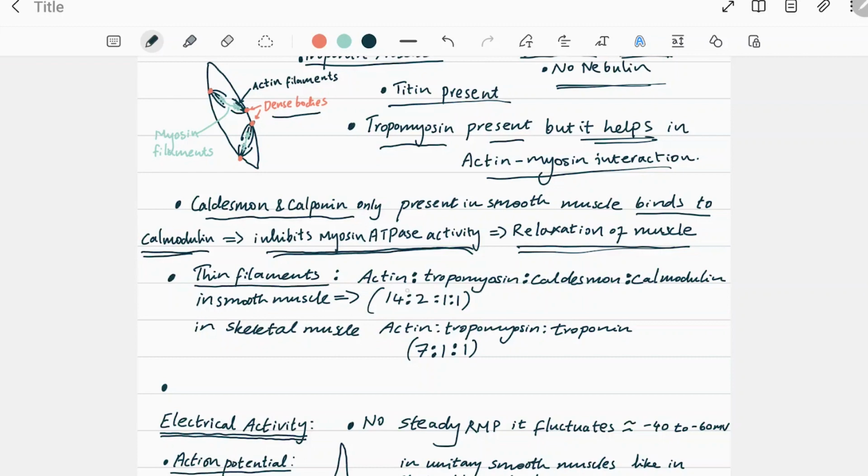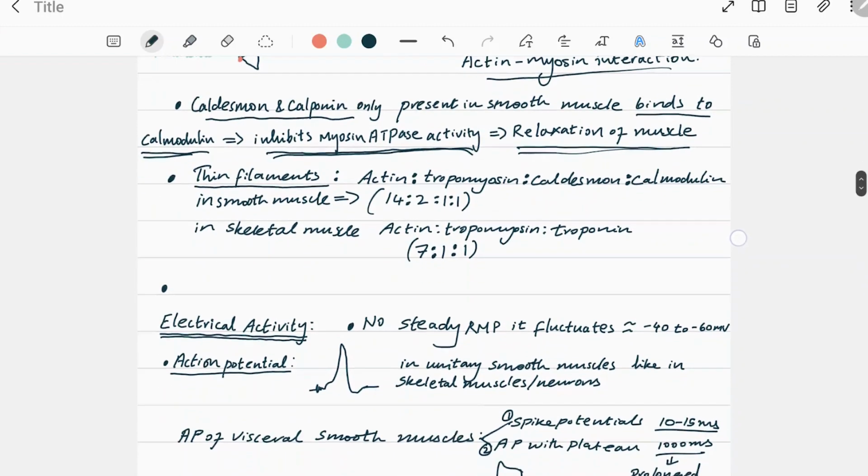Thin filaments, if we look at them, the ratio of the different protein structures, actin to tropomyosin to caldesmon to calmodulin, is 14:2:1:1 in smooth muscle. In skeletal muscle, however, it's actin to tropomyosin to troponin, 7:1:1. So you have to remember these numbers.